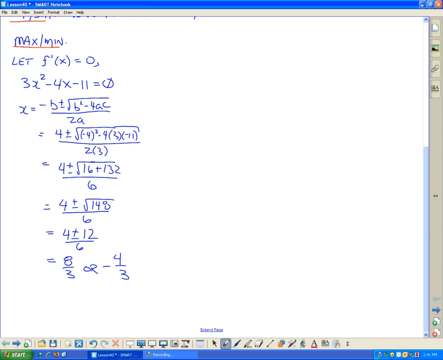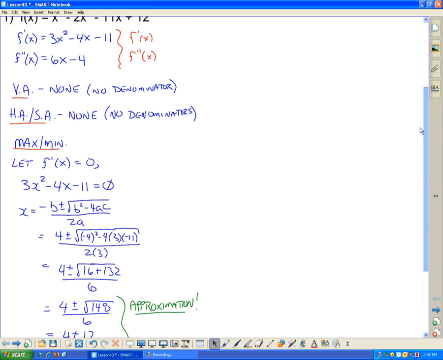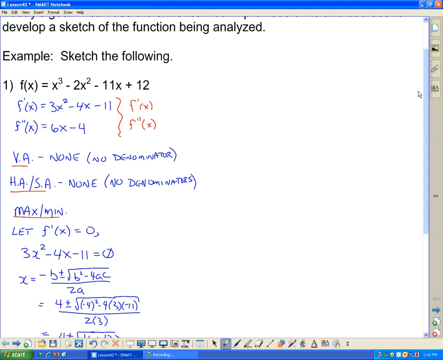And again, we have an approximation. I'm going to put that from about this point on. It's an approximation, and I know that. And like I said, I don't have the calculator, so you're allowed to bend some of the rules. So therefore, max slash min at x equals 8/3 and -4/3. Okay, so we got that. We know the locations of our max mins. Coming back to the top here, let's do x and y intercepts.